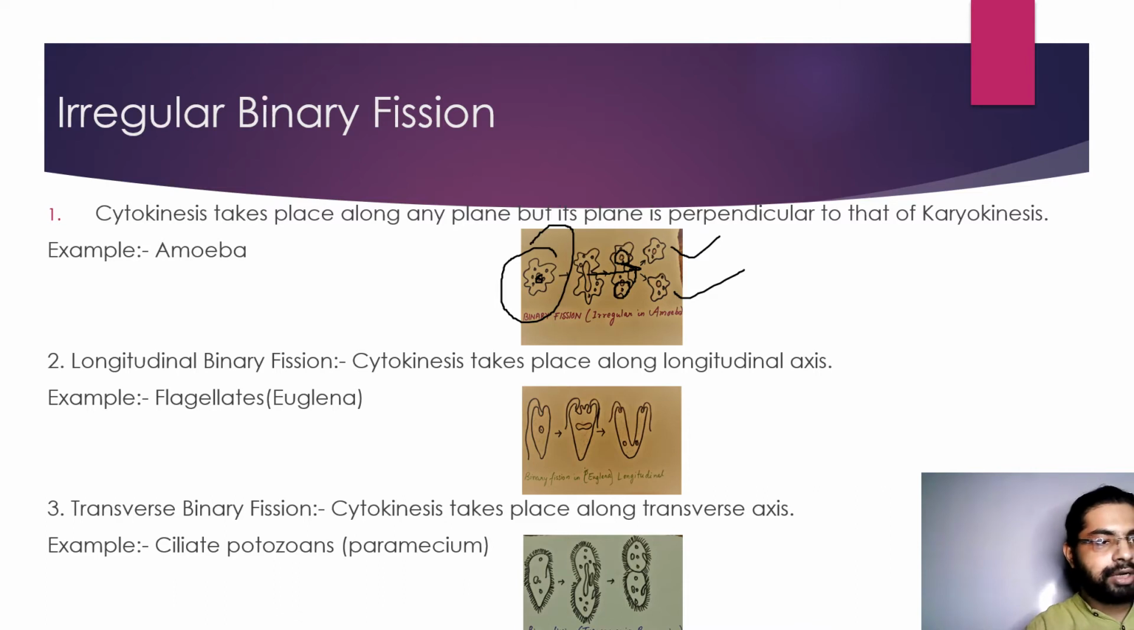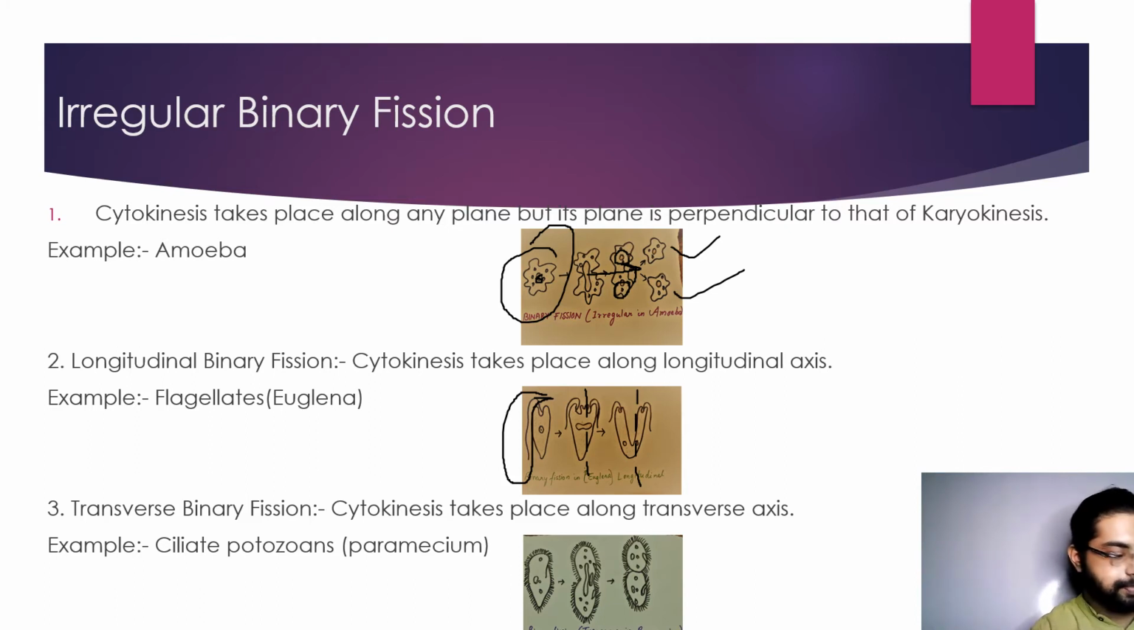Now longitudinal binary fission. Cytokinesis takes place along the longitudinal axis, and it happens in flagellates, like euglena, means organisms which have flagella. That is, flagellate organisms show longitudinal binary fission. Here cytokinesis takes place along the longitudinal axis. Here also division of the nucleus, that is karyokinesis, happened first, then division of the cytoplasm called cytokinesis, and it has happened in the longitudinal axis.